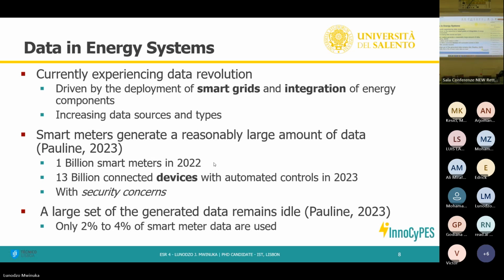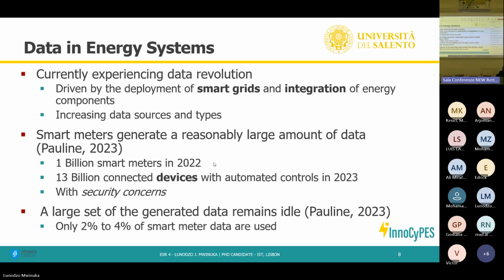Now, these data that we are generating, we are not able to access them. Only 2% to 4% of smart meter data is currently being used. So you see, there is also a lot of data which we think might be important, because we mostly do analysis based on this large amount of data, but also historic data. We need all of them to get information from them.